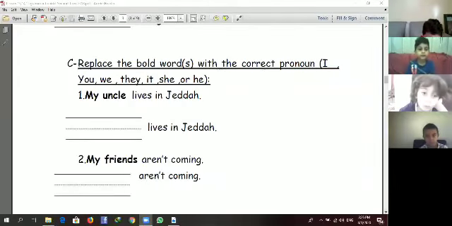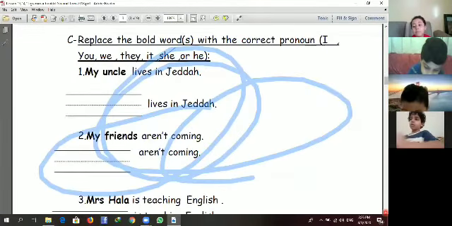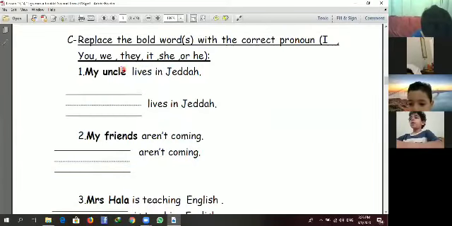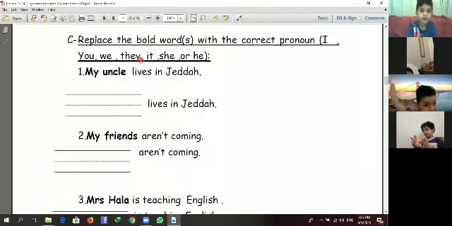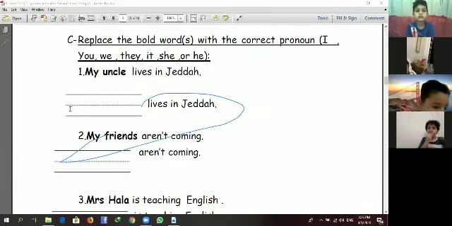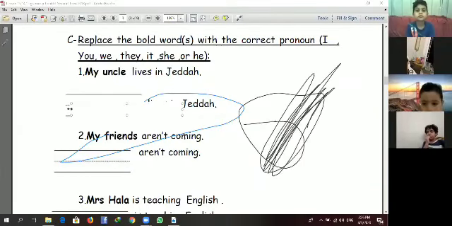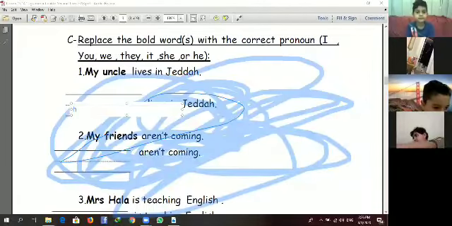Okay. Ian Abdullah? Yes. My uncle lives in Jeddah. If I'm going to replace the name, my uncle, and actually my uncle is a man, singular, a boy. So if I'm going to replace my uncle, what am I going to put instead of it? They or he? He. Very well.